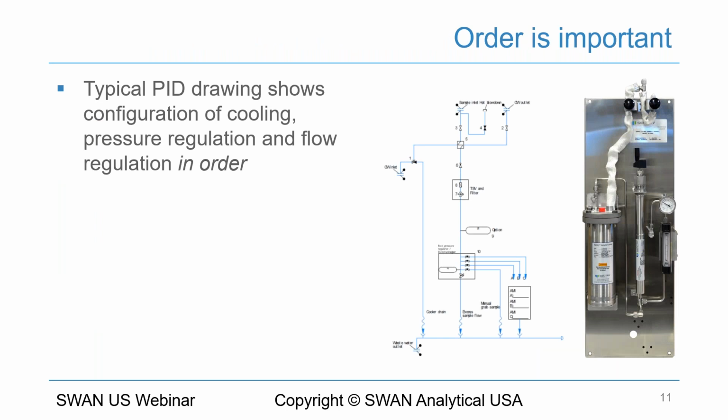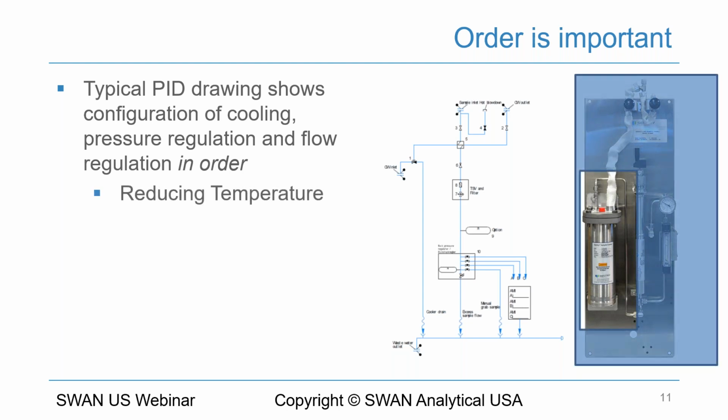So when we do the sample conditioning, the order of process that we do the control with is important. The P&ID here on the right actually shows the configuration of cooling, pressure regulation, and flow regulation in the order that the process happens. So the first thing we do is we reduce the temperature. And you can see there the sample cooler is highlighted or cleared. So if we're in a steam mode, we convert into a liquid so that we can handle the next step.